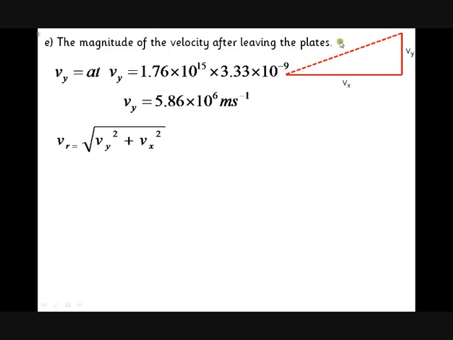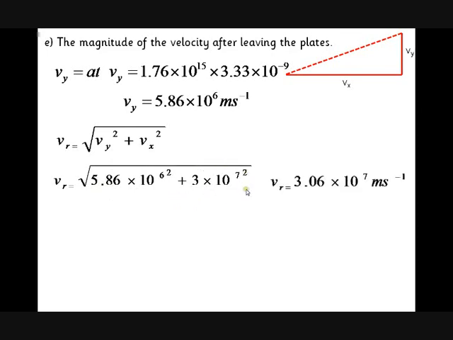That VR, this side of the triangle, will be the resultant velocity. So VR equals the square root of Vy squared plus Vx squared. If we put our numbers in, this is what we've just calculated up here, the velocity in the y direction. This is velocity in the x direction. If we work all that out, we get a final resultant velocity of 3.06 times 10 to the 7. So it's going slightly faster than when it came in because it's been accelerated as well in the vertical direction.